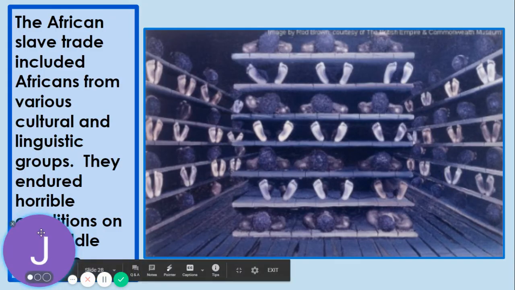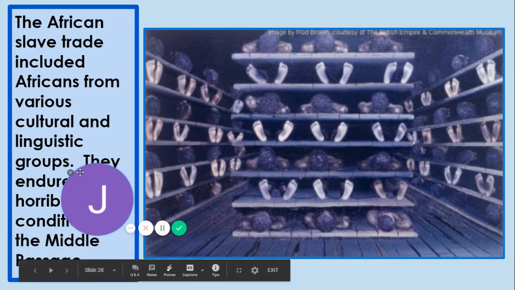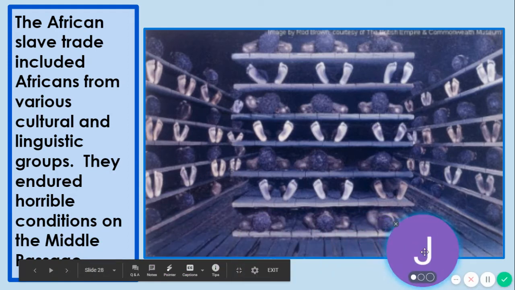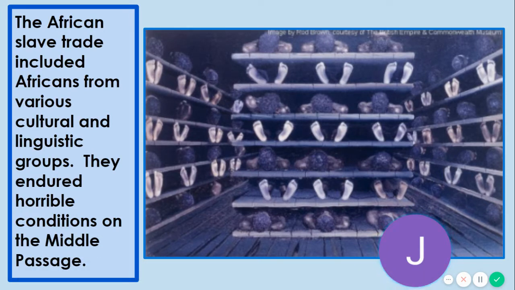All right. The Middle Passage, of course, is how African Americans were brought, I'm trying to move this little guy here, brought to the New World. I covered this a little bit in an earlier lesson, but I just thought this picture was really telling. The slave trade included Africans from various cultural and linguistic groups, which is really important because they can't communicate in many cases amongst themselves. And if you can't communicate, then it's very hard to bind together and try to rebel.